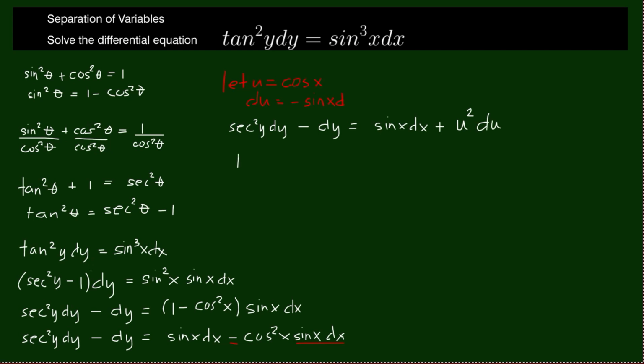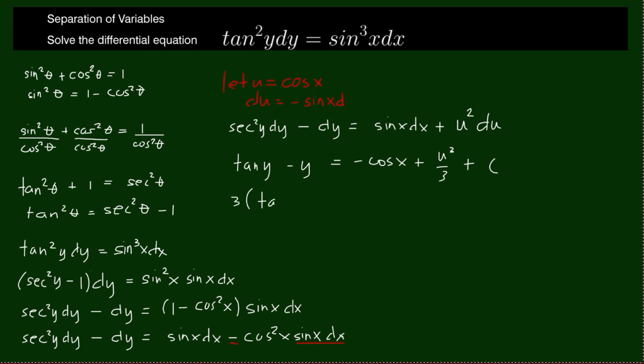The integral of secant squared y is just tangent of y. The integral of dy is y, equals the integral of sine x, which is negative cosine x, plus the integral of u squared, which is u cubed over 3, plus c. So we multiply the whole equation by 3 and then we substitute u equals cosine x and we get our answer: tangent of y minus y equals negative 3 times cosine of x plus u, which is cosine of x, cubed, plus c.